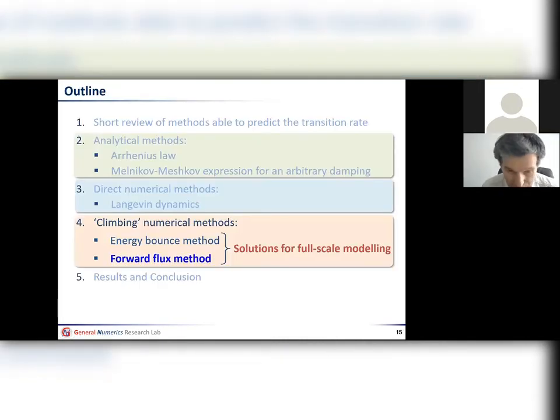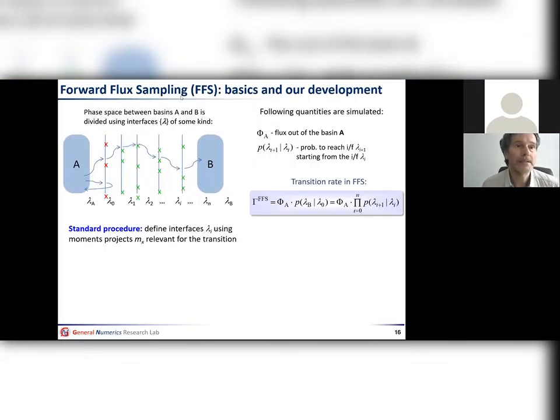Now, after all this introduction, the forward flux sampling is nearly simple. You probably know the main paradigm. You just evaluate the flux from the basin A through the interface lambda 0, and then conditional probabilities to find a transition from the interface lambda i to the interface lambda i plus 1, and the product of this flux and these probabilities gives you the time.